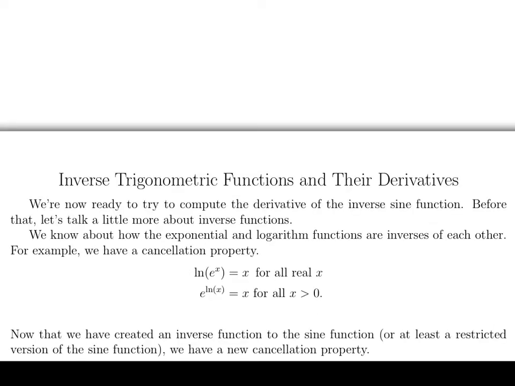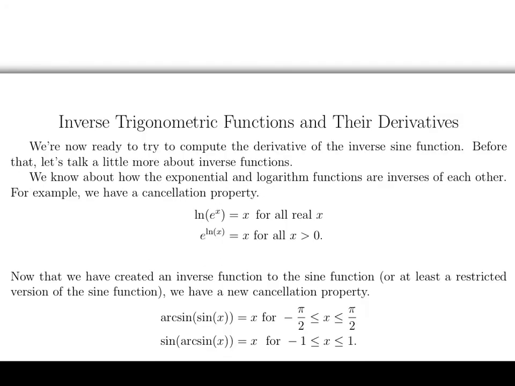So we've created an inverse function to the sine function. Well, that's not exactly right. We created an inverse for a restricted version of the sine function, so that gives us a new cancellation property. Analogous to the log and the exponential, we now can say that the inverse sine of sine x is equal to x. But now this is only good between minus pi over 2 and pi over 2 because we've restricted the domain of the sine function. And similarly, the sine of the inverse sine of x is equal to x. But that's only good between minus 1 and 1 because that's the domain of the inverse sine function.